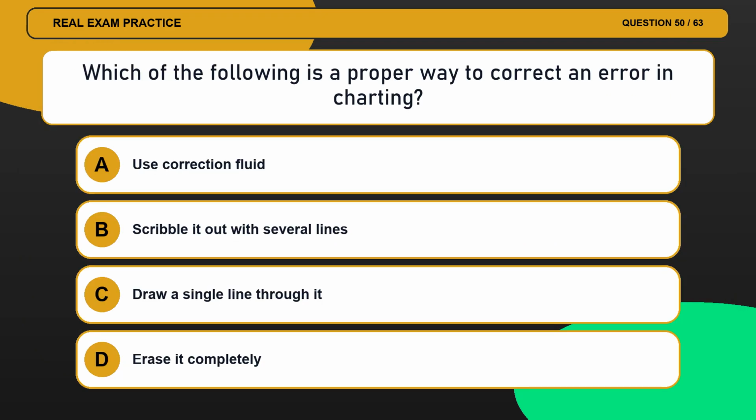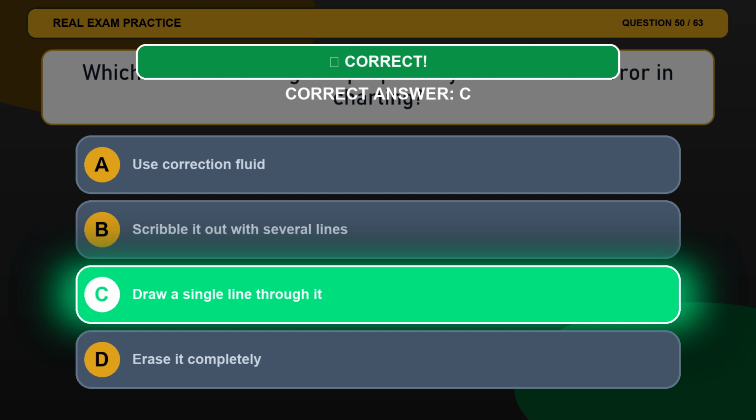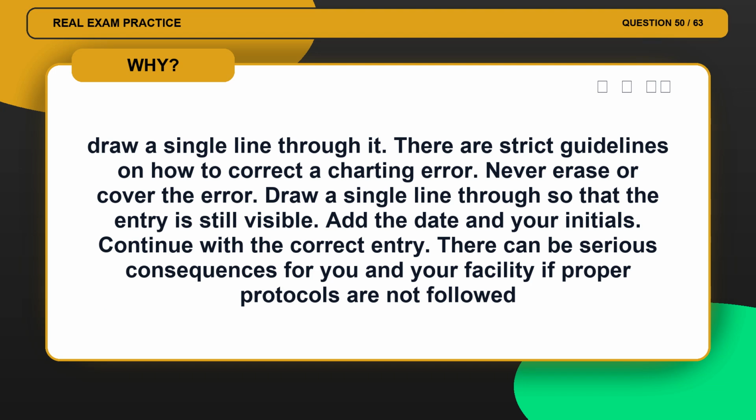Question 50. Which of the following is a proper way to correct an error in charting? Option A, use correction fluid. Option B, scribble it out with several lines. Option C, draw a single line through it. Option D, erase it completely. The correct answer is option C, draw a single line through it. There are strict guidelines on how to correct a charting error. Never erase or cover the error. Draw a single line through so that the entry is still visible. Add the date and your initials. Continue with the correct entry. There can be serious consequences for you and your facility if proper protocols are not followed.